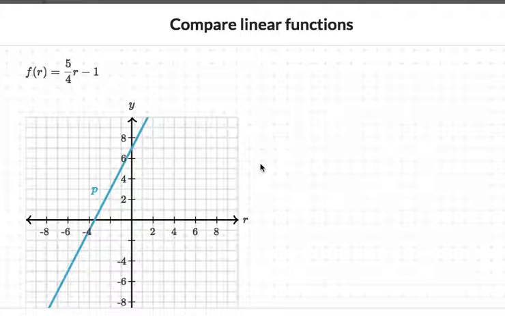So the whole idea here with linear functions is, of course, you need to look at the y-intercept. You need to look at the slope of the function and see how they compare. So if we just take a look at these two functions, we see the function p here. This here is the function p, and this here is the function f.